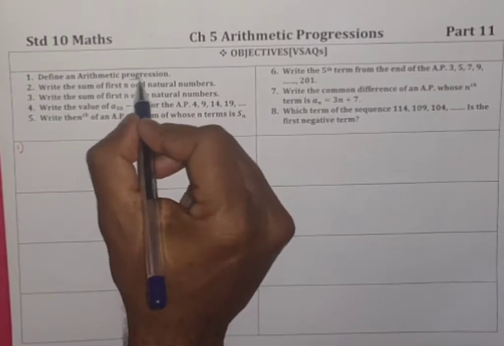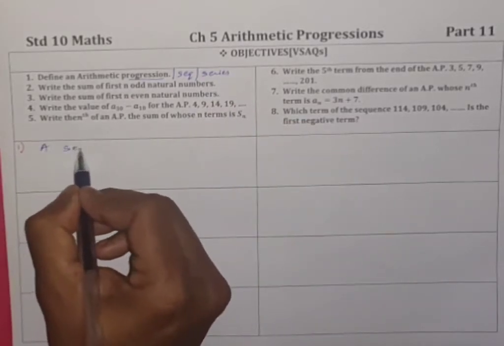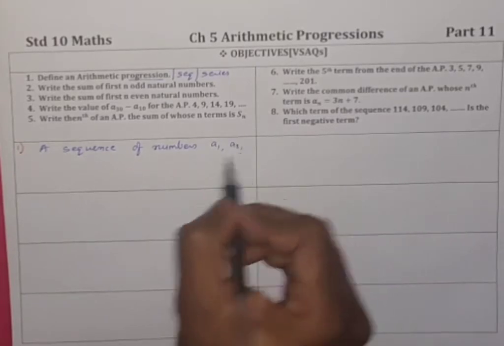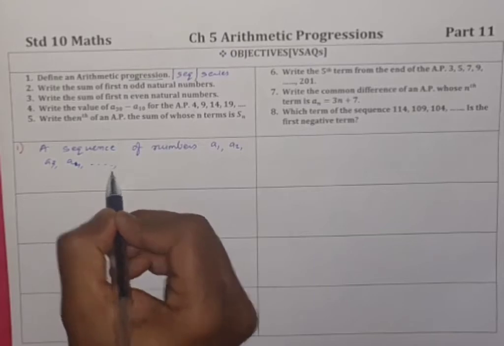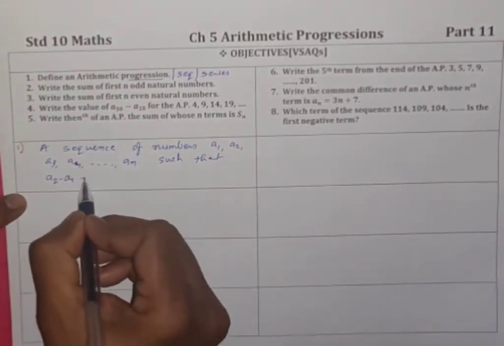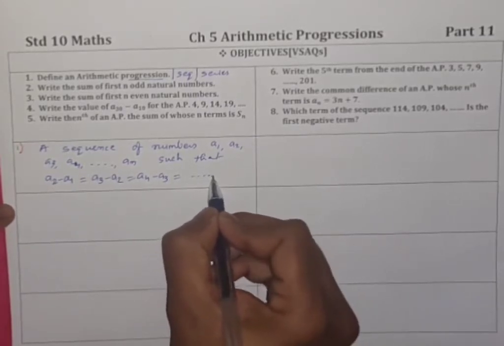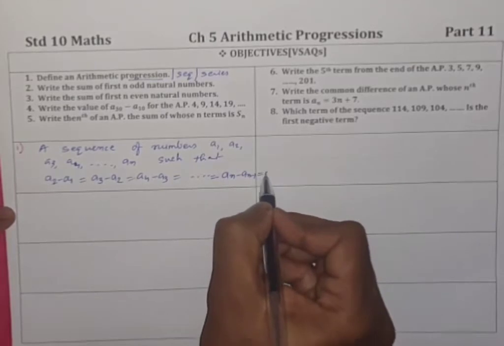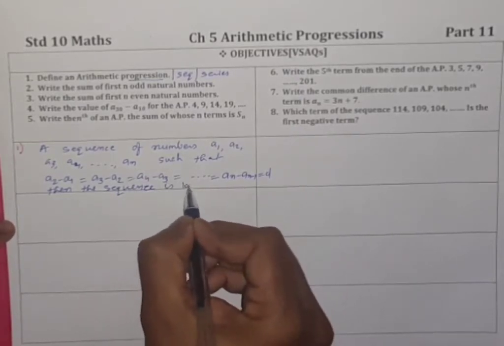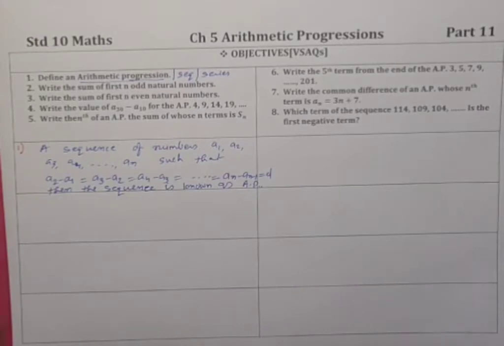It's a progression. I used many words: sequence, series. So a sequence of numbers, let's say A1, A2, A3, A4, ..., AN, such that A2 minus A1 is equal to A3 minus A2 is equal to A4 minus A3 is equal to ... AN minus AN minus 1 is equal to D. Then the sequence is known as AP, arithmetic progression. So that's the definition, children. Clear? Second one.